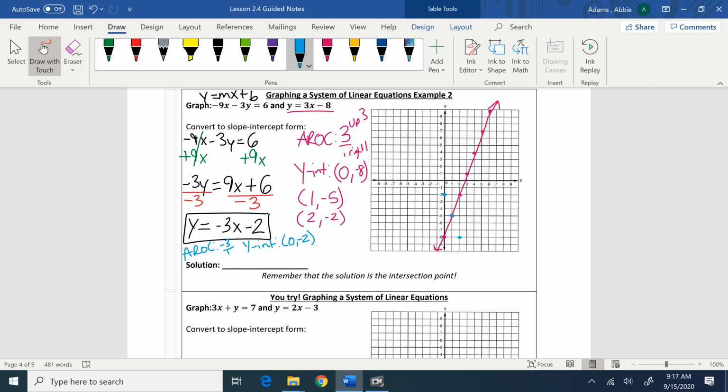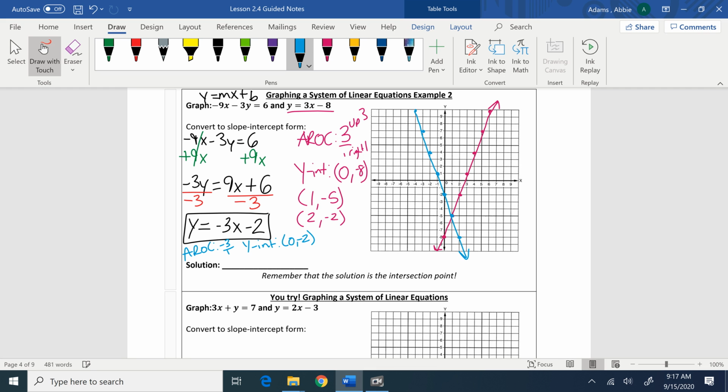I could also go up 3, so 1, 2, 3, but to the left 1, because up is a positive direction, left is a negative direction, it still has a negative slope. So I continue going 1, 2, 3 up to the left 1, 3 up, left 1, 3 up, left 1.